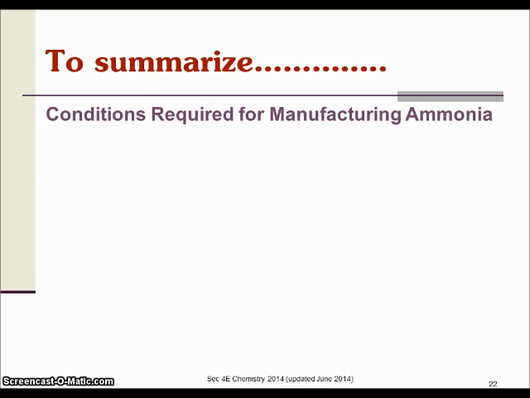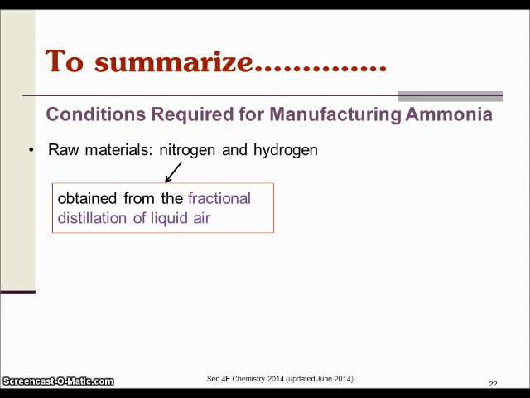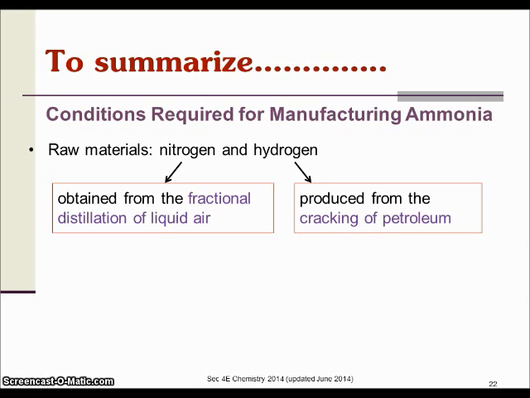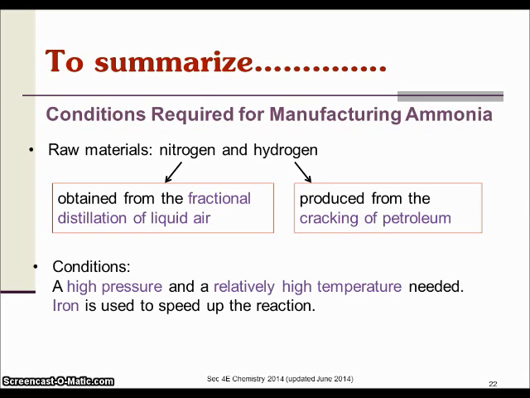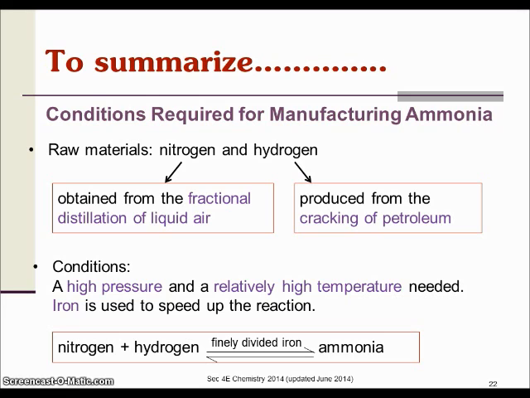To summarize, these are the conditions required for the manufacturing of ammonia. You have your raw materials, your nitrogen and hydrogen. Nitrogen is obtained from the fractional distillation of liquid air. Your hydrogen is produced from the cracking of petroleum. Conditions: high pressure and a relatively high temperature are needed, and iron is used to speed up the reaction. Finally, this is the word equation for the Haber process. Your nitrogen reacting with your hydrogen with finely divided iron as your catalyst to form your ammonia gas.